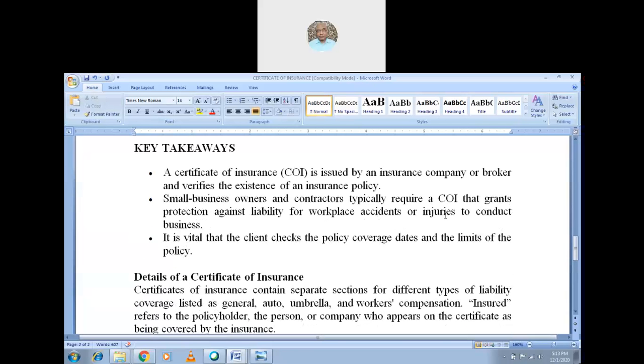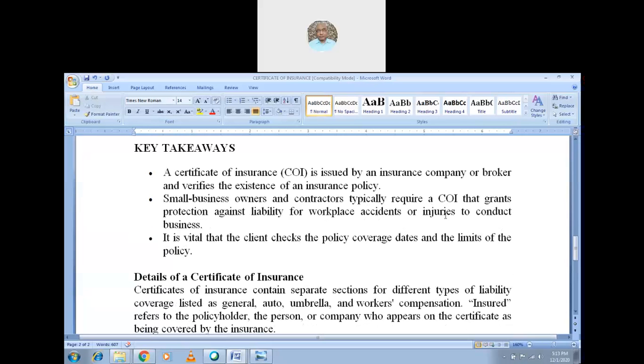The third point, it is vital that the client checks the policy coverage dates and the limits of the policy. It is the burden of the insured, I mean the policy holder, to check whether the insurance cover is there or not, and what the limits and liability would be for this coverage. So from time to time they have to check it, so that they could sleep comfortably and can even reduce their BP and sugar if one is insured.